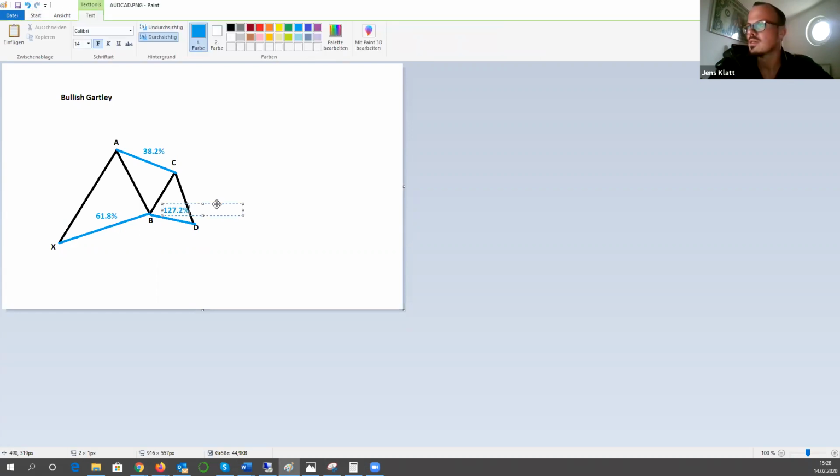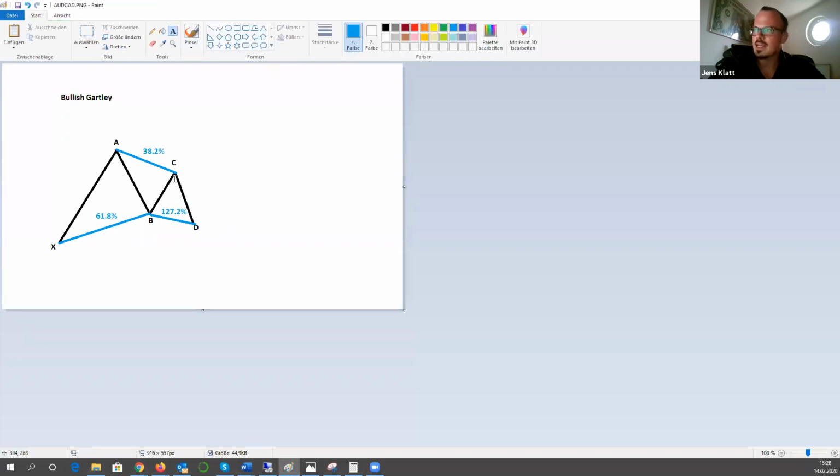27.2%. So what you see here now is an extension. It's an extension of B to C. In fact, you go from this impulse, and then you have 127.2%, where you multiply this push higher by 1.272, and you get the length from C to D in this case.